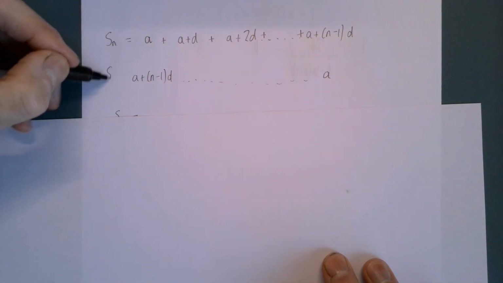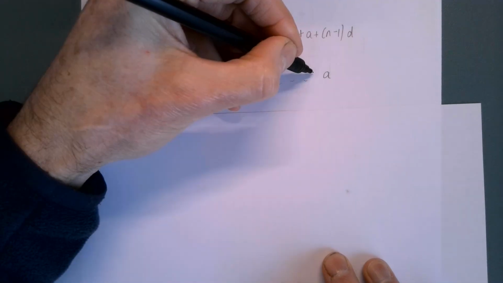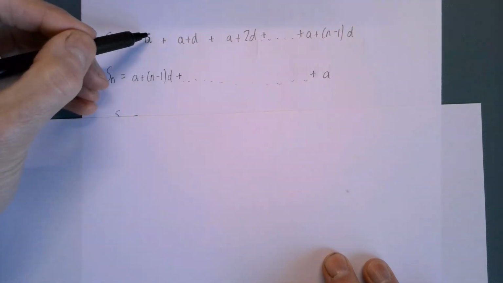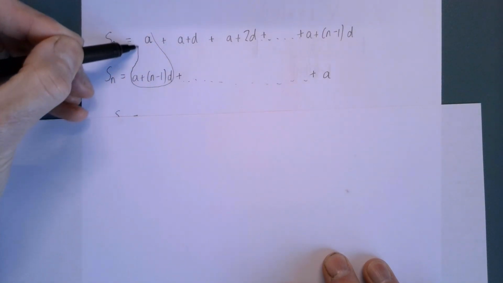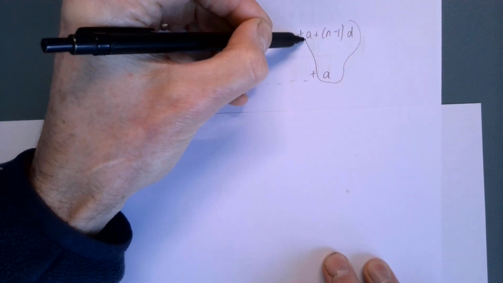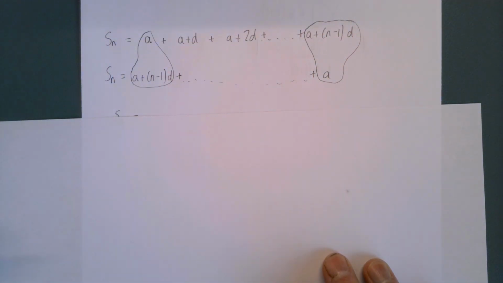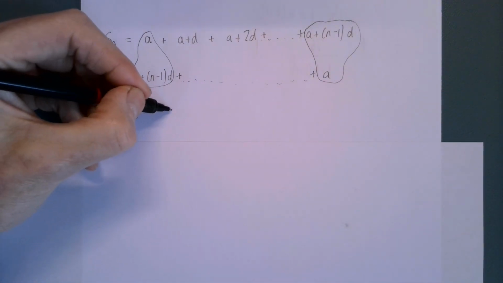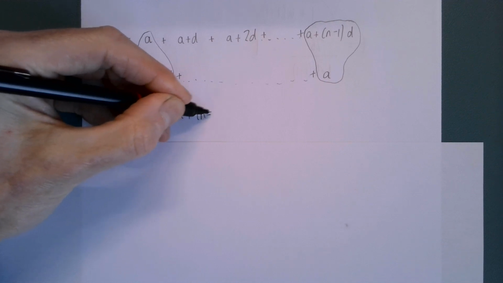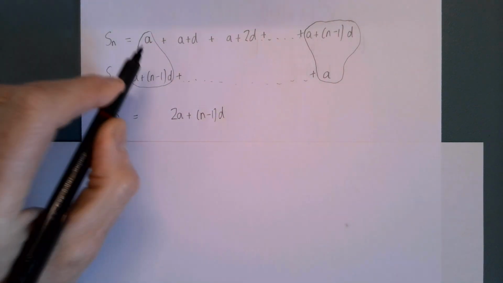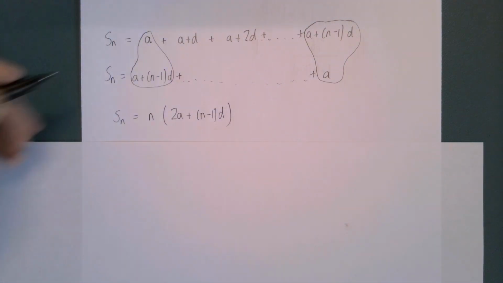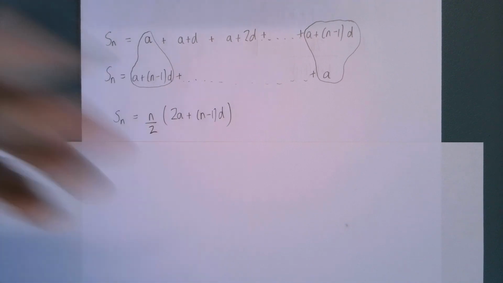And I could write the same sum in reverse. I'm being really lazy here and only writing the first and the last term. And there's the pairs that go together. And again, in this case, although it's in algebra, it's the same thing. It's 2 lots of a plus n minus 1 d. So what we're saying is the sum is that multiplied by n. Except that's 2 lots of the sequence, so it's half of that, which is what we're asked to show.